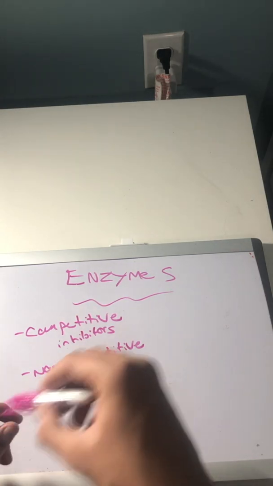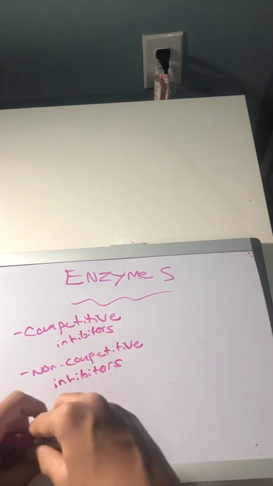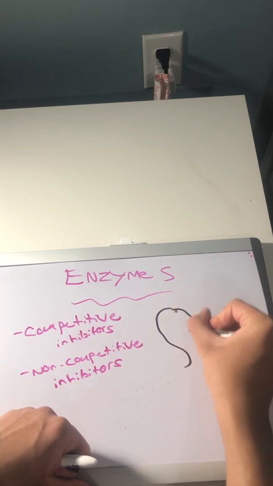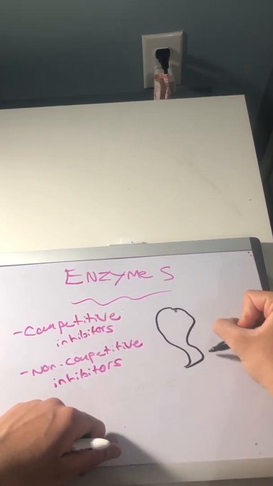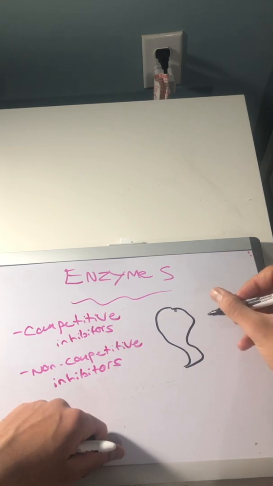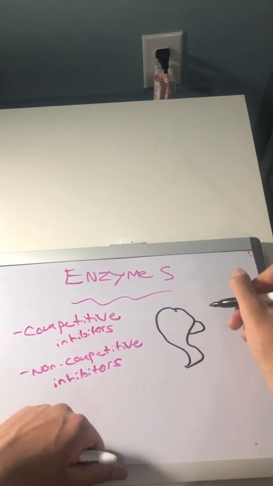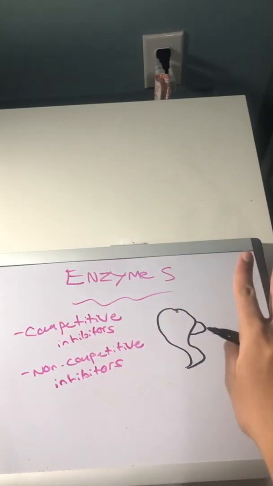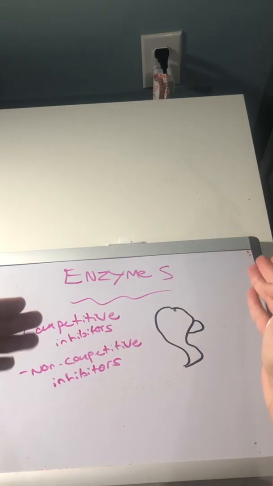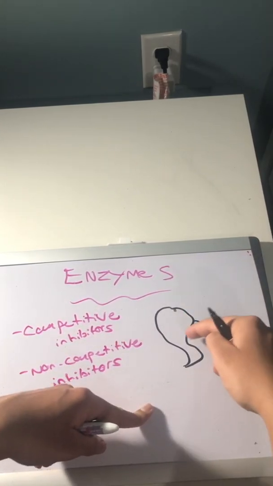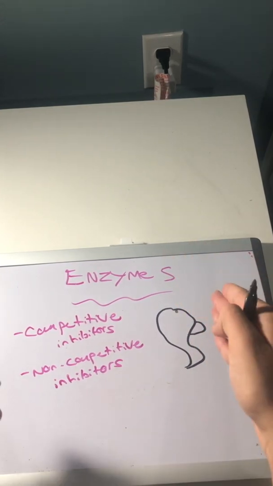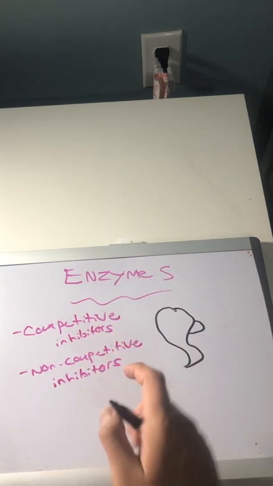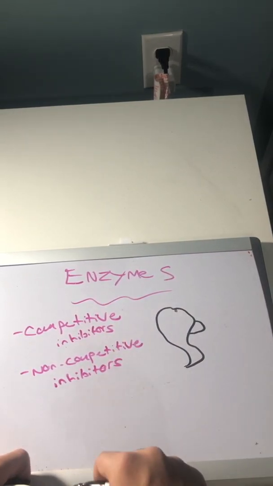So what competitive inhibitors do, let's draw this out again. For example, this is an enzyme. This is the active site right here, okay? What competitive inhibitors do is they are found within the active site, and they do not allow substrates to bind within that active site to perform their functions. This can be for good reasons or bad reasons, which we'll get onto in later processes.